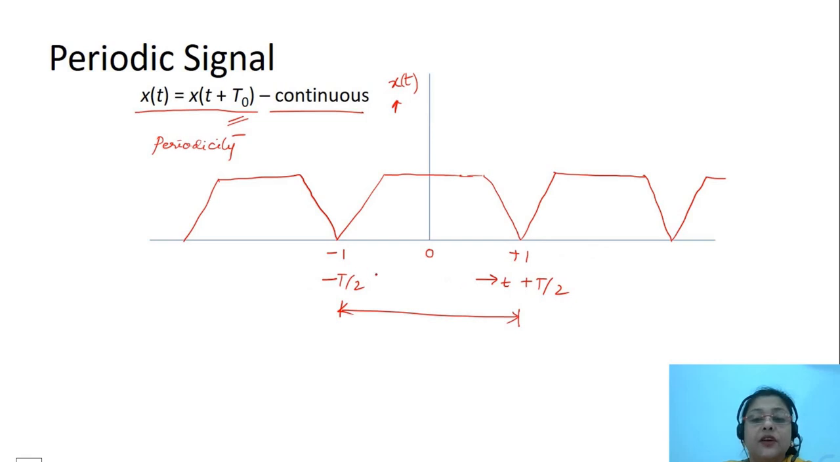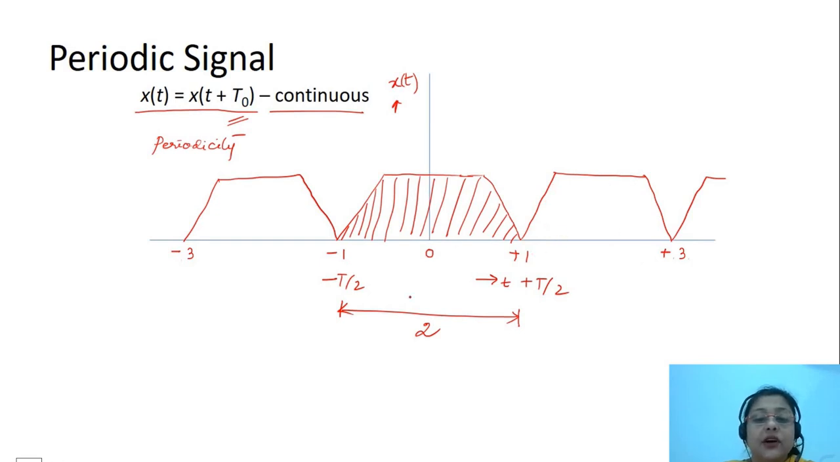So what is the periodicity of the signal? Periodicity of the signal in this case is 2. So again from here it will be plus 3 and it will be minus 2. So we can see that this is the portion of the signal that is getting repeated after an interval of 2. So from -1 to +1 through 0. Again from +1 to +3, you see the nature of the signal is same, so it is getting repeated. So here T0 is equal to 2. So this is known as the periodic signal.